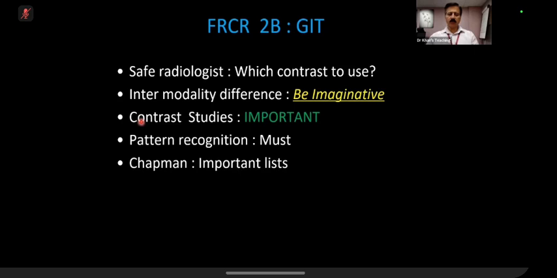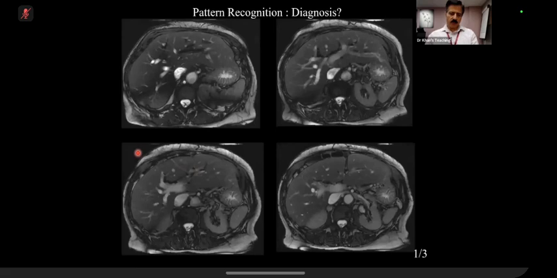So this is one point where I'll show you many cases. Many cases which I'll show you, particularly on contrast, are just for pattern recognition, Aunt Minnie type of cases. Once you see them, that's it. But if you don't see them, then you will struggle. So I will show you many cases for pattern recognition, with important differential diagnosis from Chapman. I'll be following Chapman 7th edition.